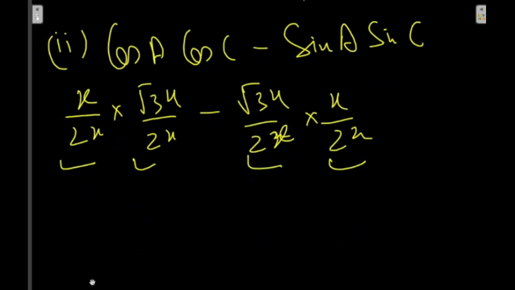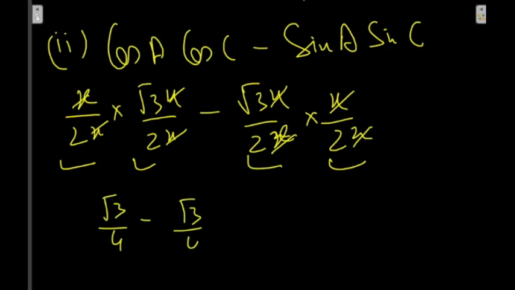So it becomes, this x will cancel with this x, this x will cancel this x. So we'll be left with under root 3 over 4 minus under root 3 over 4, and this is equal to 0. Okay, so finally we have done this.